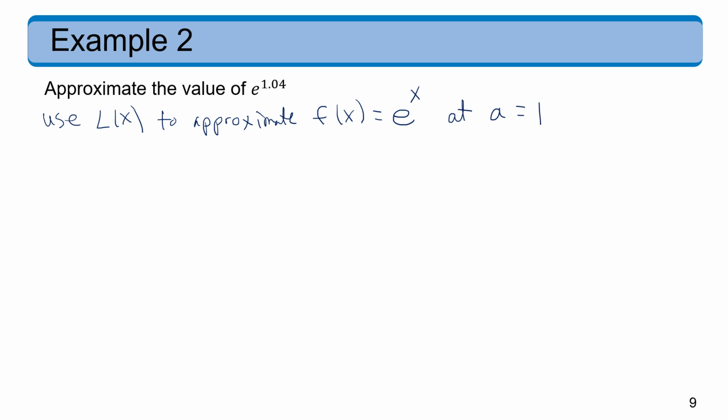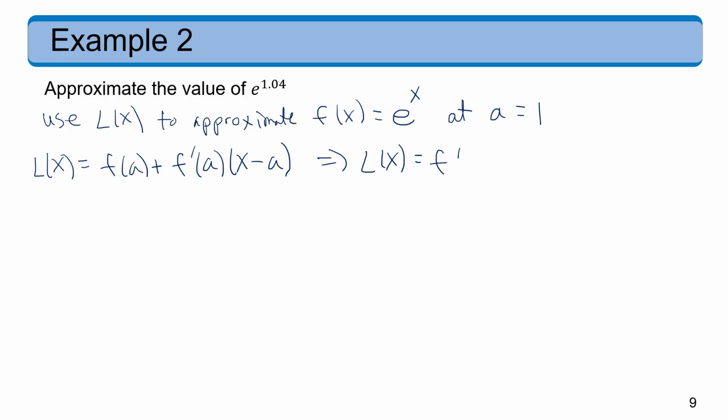Okay, so let's start by recalling our formula for L of x. So it's f of a plus f prime of a multiplied by x minus a. And we chose to use 1 for a, so now I can rewrite L of x substituting in 1. So we have f of 1 plus f prime of 1 times x minus 1. So there's two pieces that we need in order to substitute in here, f of 1 and f prime of 1. Let's calculate f of 1 first.